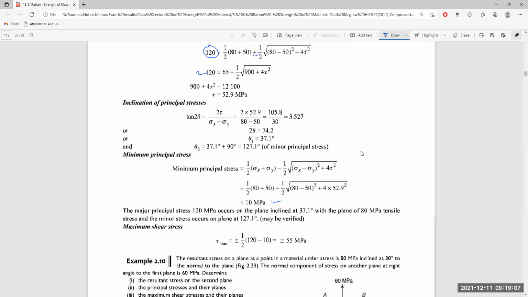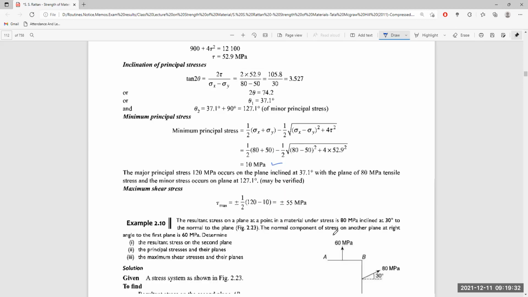The maximum shear stress will be plus or minus half of (120 minus (minus 10)) into sine 2 theta, which is sine 90 degrees. So putting the values of 120 and minus 10, it becomes 130 divided by 2, that is plus or minus 65 MPa. That is the maximum and minimum shear stress. Let us go for the next problem.